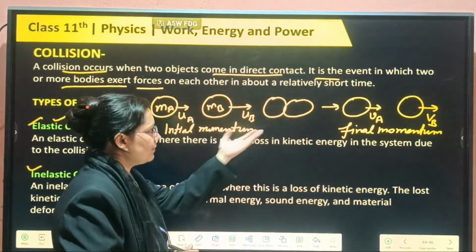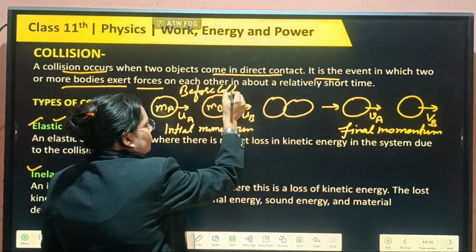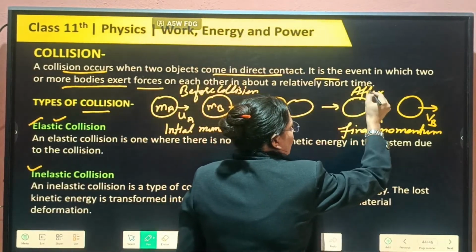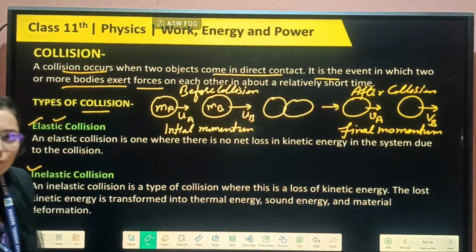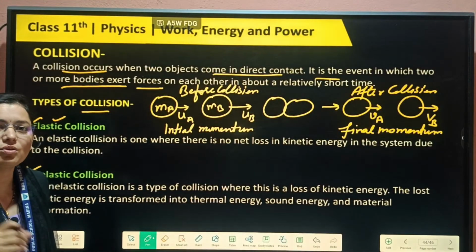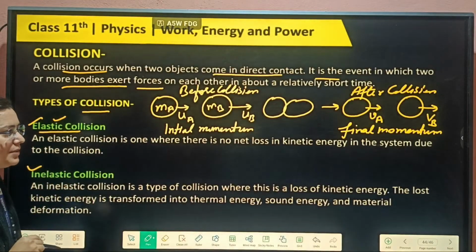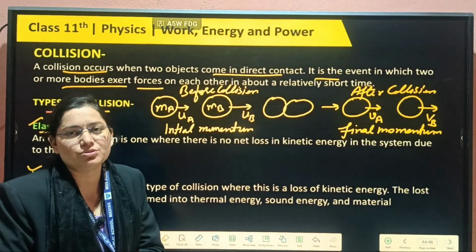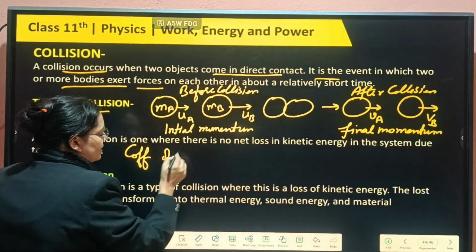The energy before the collision and after the collision is the same. So if this follows both the law of conservation of linear momentum as well as the law of conservation of kinetic energy, then we call it elastic collision. And we can also define this elastic collision by using the coefficient of restitution. What is the coefficient of restitution?